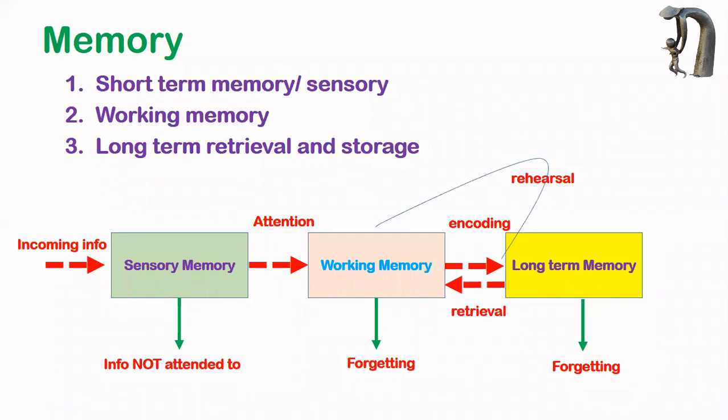So this is how information processing takes place in the brain. The incoming information comes and is stored in the sensory memory. It goes to the working memory and then long-term memory. But there are certain stages where, if you don't practice, it may lead to forgetting. If it is not attended, then it may not move to the other stages.